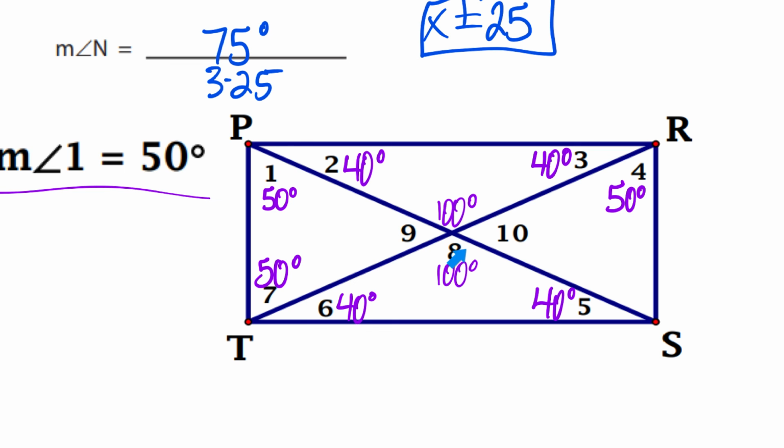Why? Good, because they're vertical angles. Good. And then what do I know about these two next to each other right here? They add up to 180. Good. So if this one's 100, how big is angle 10? It's got to be 80, which means angle 9 is 80 because of vertical angles.